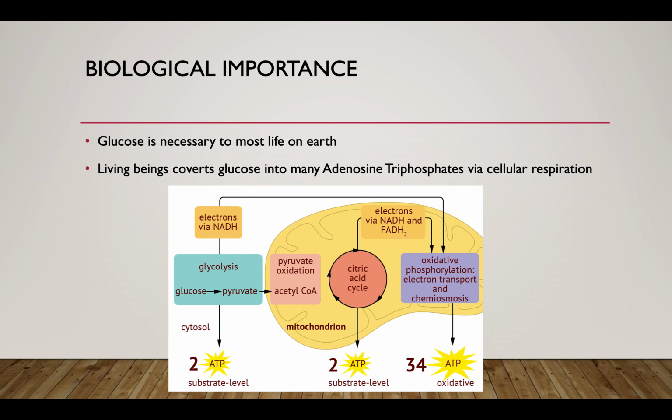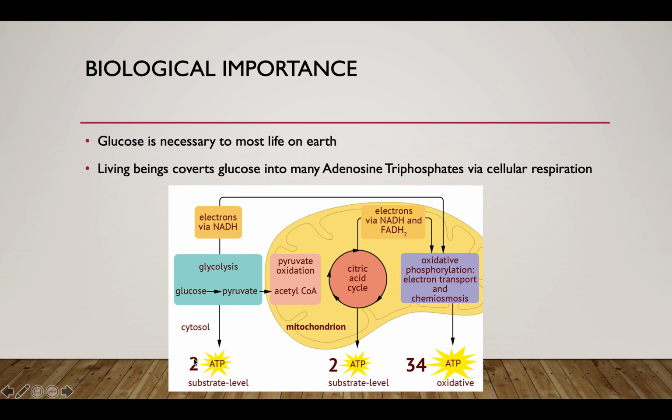What is the biological importance of glucose? If you've been in any biology lessons, you know that glucose is necessary for most life on Earth. Living beings convert glucose into many adenosine triphosphates, ATPs, via cellular respiration. Cellular respiration is a combined term for many reactions in the body.